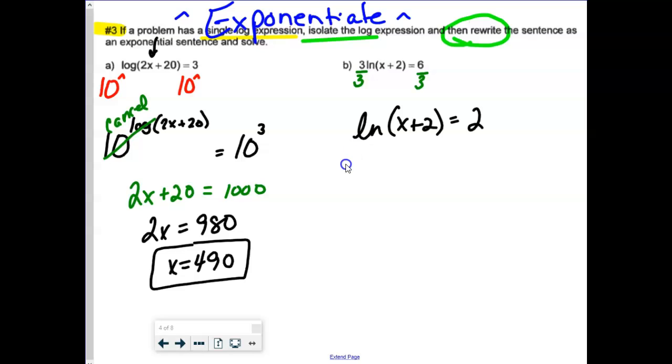Okay, what base is this logarithm? And if you forget, go check out your calculator because it's set up in inverses. Yes, a natural logarithm is a log base e. So when I exponentiate both sides of this equation, I'm using a base e.